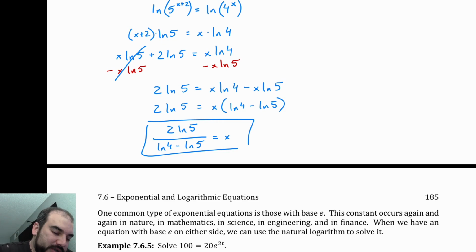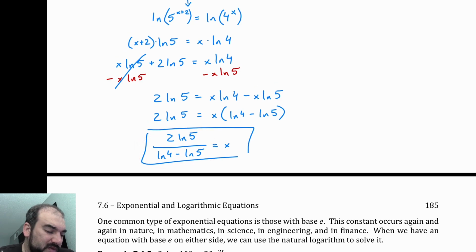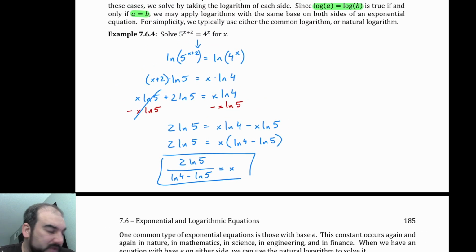The only thing you could do is take this 2 and put it back up as an exponent on top of the 5 and rewrite that as a 25. But I think this is just as good, leaving the 2 where it is. Any questions on any of those steps in that example?